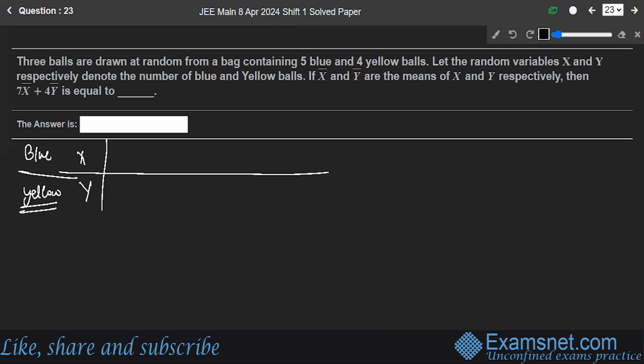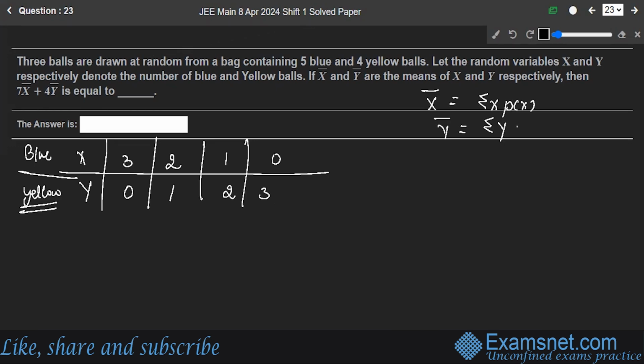So the probability that you withdraw all the 3 blue balls, 2 blue balls, 1 blue ball, or 0 blue ball. In the case you withdraw all the 3 blue balls, there will be 0 yellow, here will be 1 yellow, here will be 2 yellow, here all the 3 will be yellow. So these are the probabilities, right? What is x bar? That is summation x p(x), and y bar is summation y p(y).